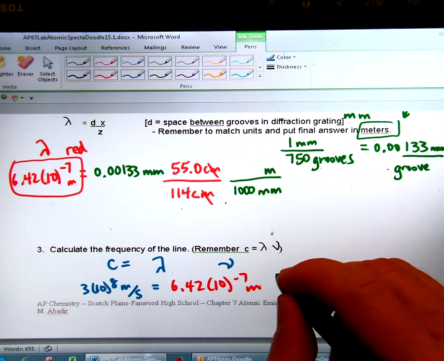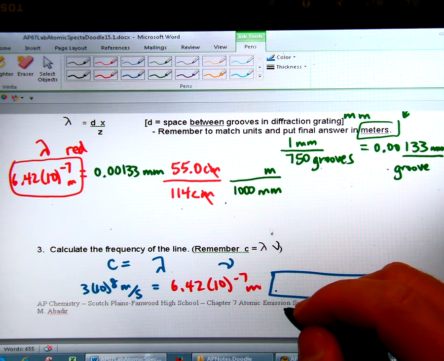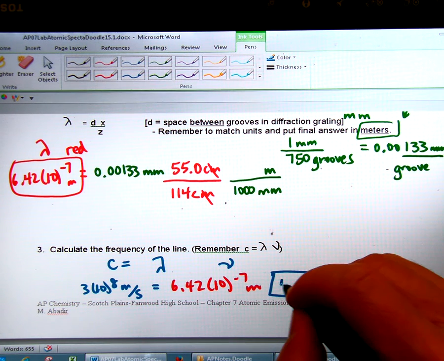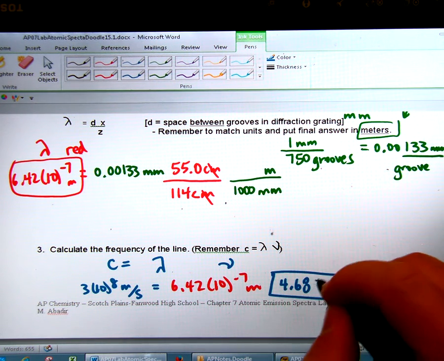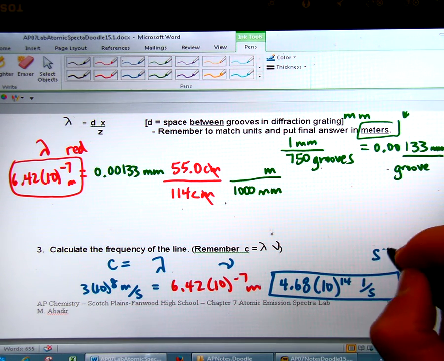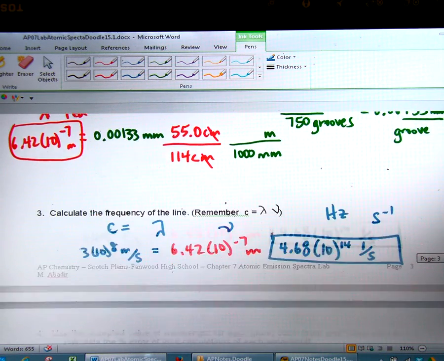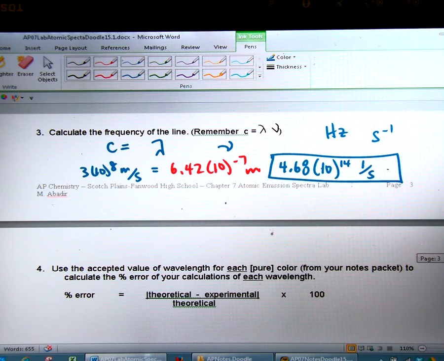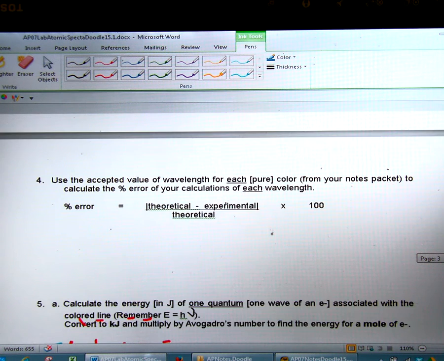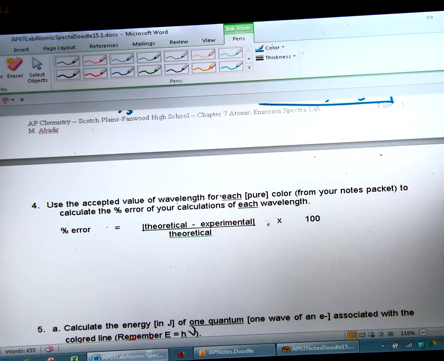times the frequency, which you solve for. And my frequency comes out to be 4.68 times 10 to the 14th 1 over seconds, or you could write s to the minus 1, or you could write hertz. Either one of those is fine. Now the reason we wanted the frequency is so that we can find the energy, which we'll do coming up soon. So let's first find the percent error of our wavelength.